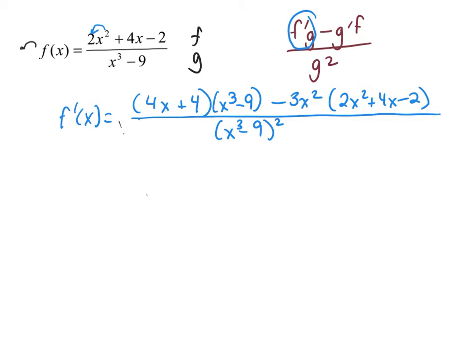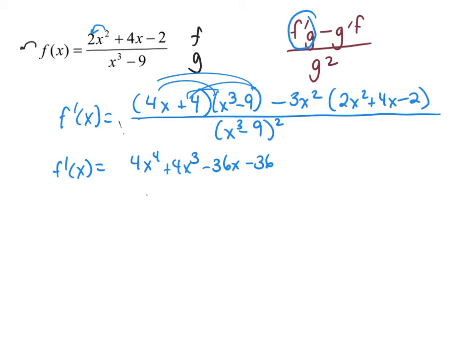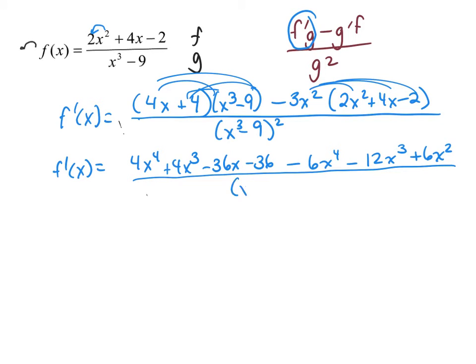So again, now we have our derivative, but this has got a lot of simplifying we can do. So we can FOIL the first two. So it's 4x to the fourth plus 4x cubed minus 36x minus 36. And I'm just foiling it in. Here I can distribute. So we get minus 6x to the fourth minus 12x to the third plus 6x squared all over x cubed minus 9 squared.